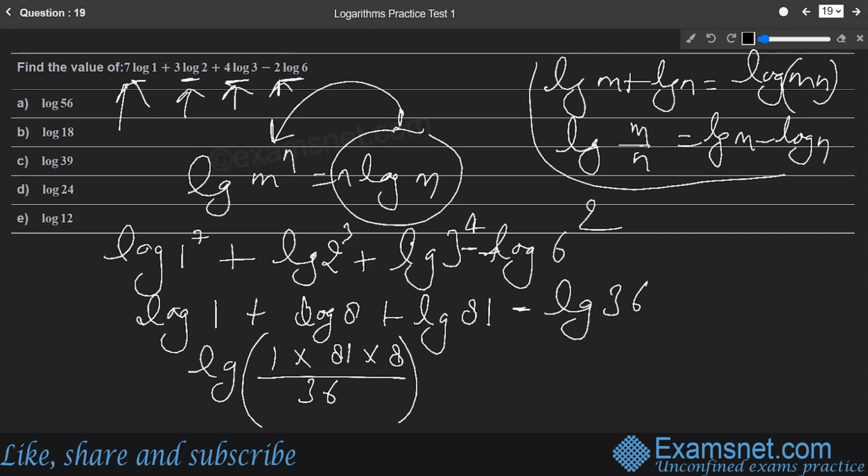If we solve this further, what does this give us? We can cut these numbers: 9 fours are 36, and 9 nines are 81. Then 4 can cut 8 by 2, so it comes out to be log of 18. That is the final answer, and it cannot be solved further. So that should be the right answer, which is available in option B. Log of 18 is the right answer.